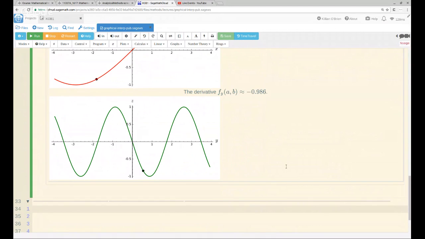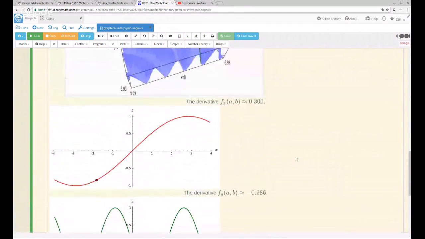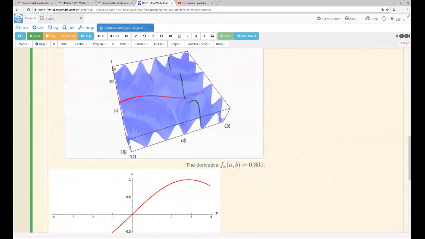Okay? The basic geometric object defined by the function is this surface, which lies above or below the xy plane accordingly as the function takes on positive or negative values. The partial derivatives tell you the rates of change of these two cross-sectional curves, which are parallel to the x and y axes respectively.